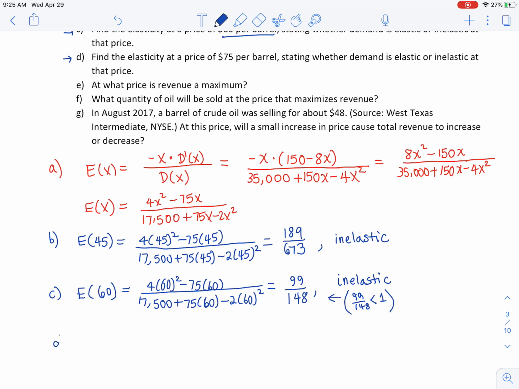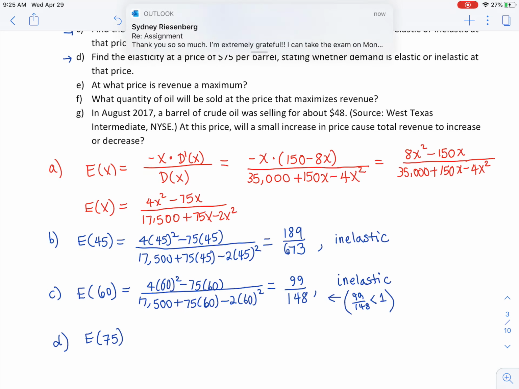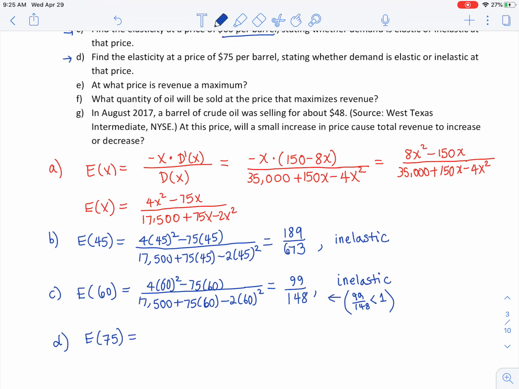And same thing. Hopefully, D is a little different. Now, D, right now it's already at $75 per barrel. So if they increase the price a little bit, will it increase the total revenue too? We'll see. E of 75, plug in 75, equals 4 times 75 squared minus 75 times 75, all over 17,500 plus 75 times 75 minus 2 times 75 squared.